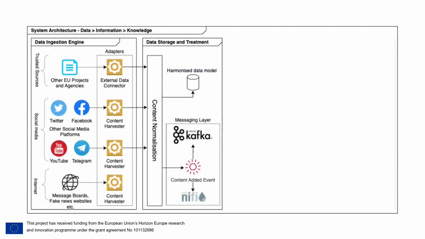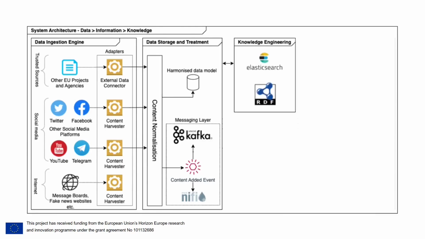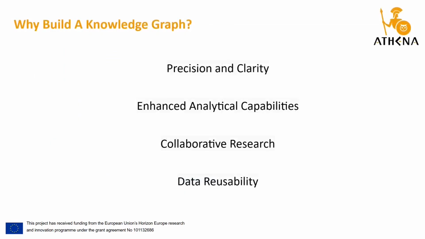Content added to the harmonized data model is indexed by Elasticsearch and mapped using ORML into RDF XML triples that are stored in a triple store known as the knowledge graph. The development of this knowledge graph is one of the main undertakings in ATHENA. Building a knowledge graph using semantic web principles yields several advantages. We are extremely precise and clear in our language when we describe the data that we capture.